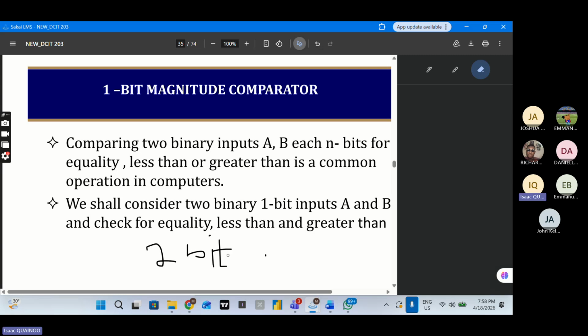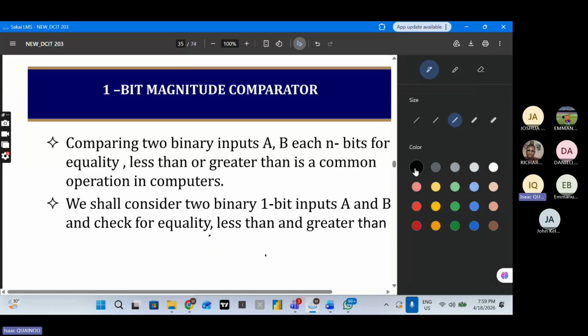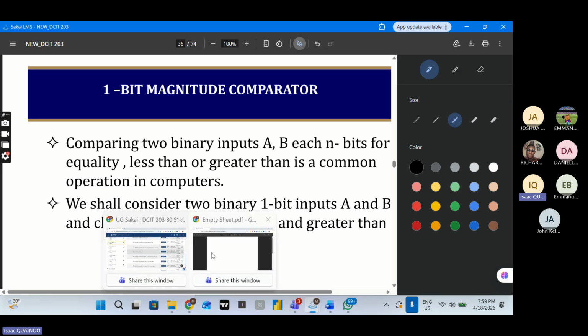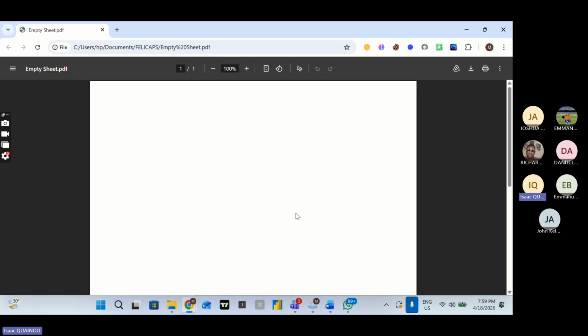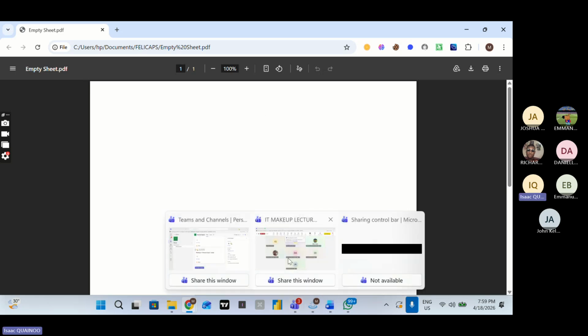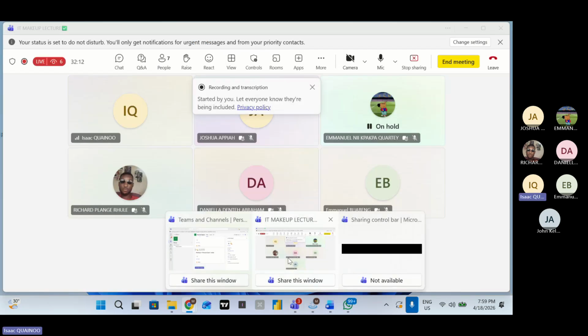Another name for the magnitude comparator is also the digital comparator. Anywhere you see the name digital comparator, it means the same as your magnitude comparator. So let me move to a whiteboard. Please, can you all see the plain sheet?